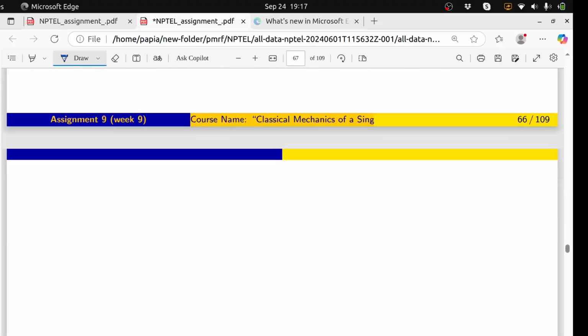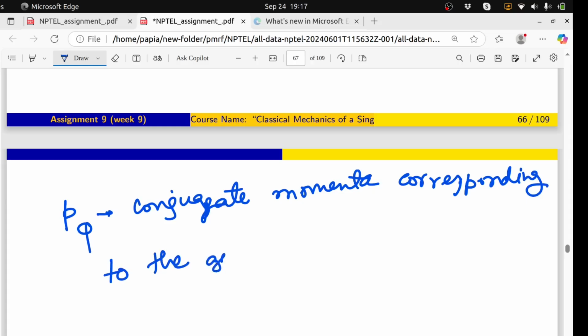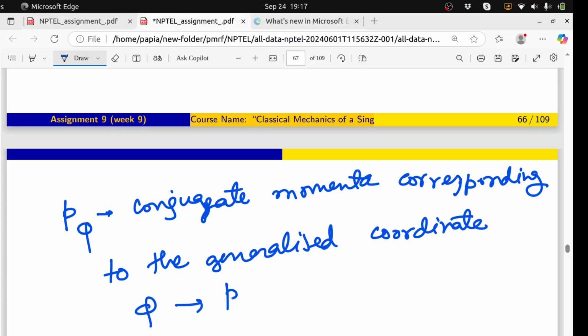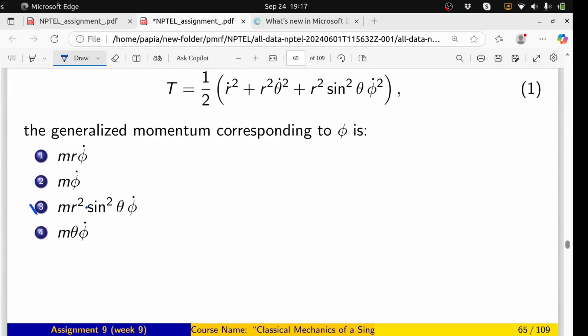So finally we will have the conjugate momentum corresponding to the generalized coordinate phi, p phi, which is m r square sin square theta phi dot. Now coming to the options. Okay, this is the correct option, m r square sin square theta phi dot.